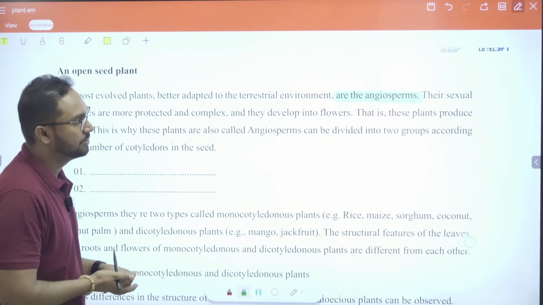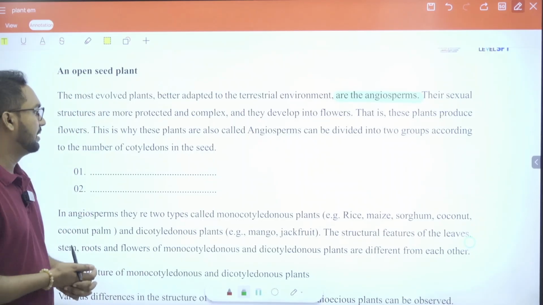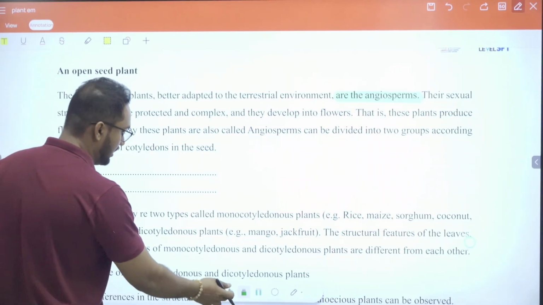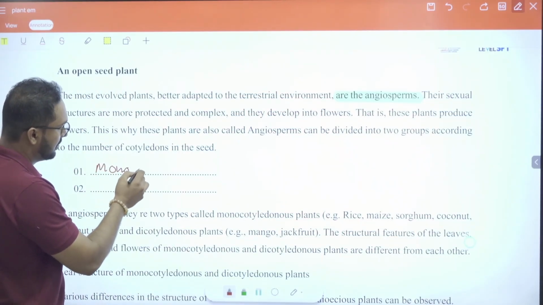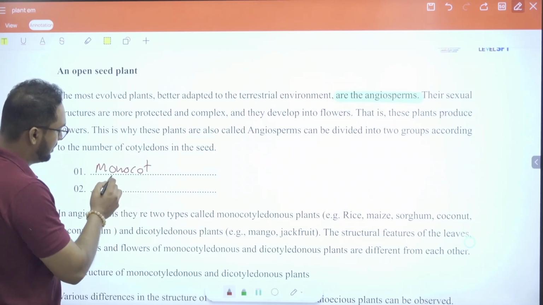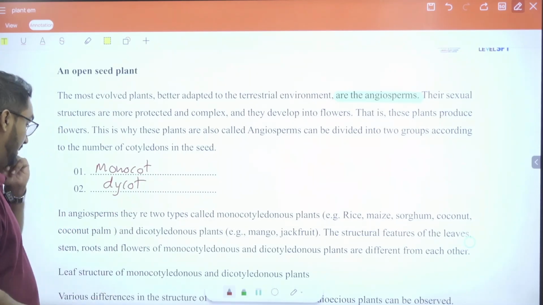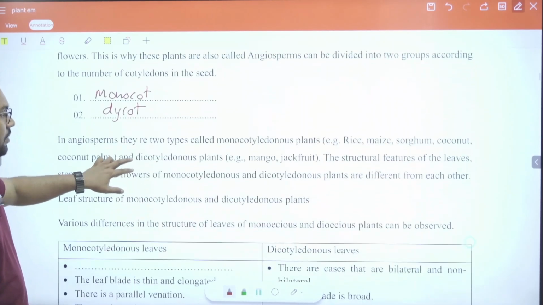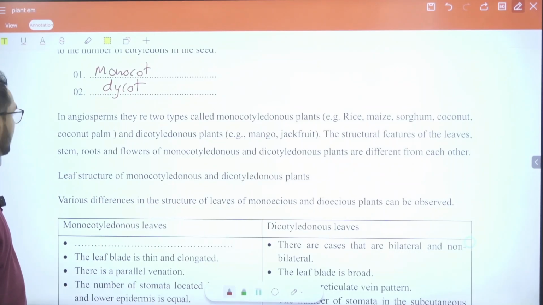They can be divided into two groups according to the number of cotyledons in the seed. What are those? The monocot plants and the dicots, right? Monocot and dicot, right. In angiosperms, there are two types called monocotyledonous and dicotyledonous, right?